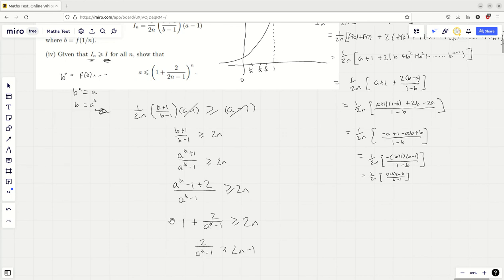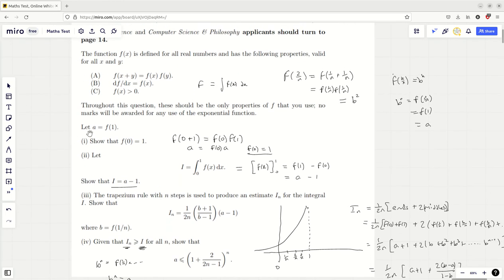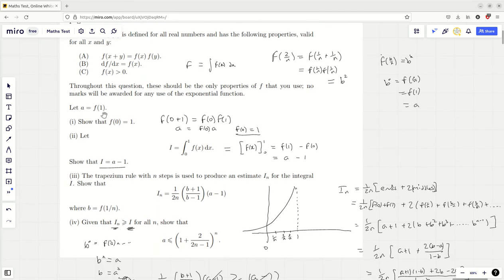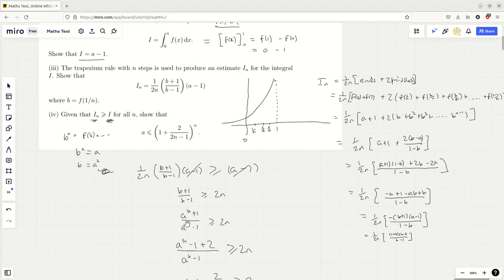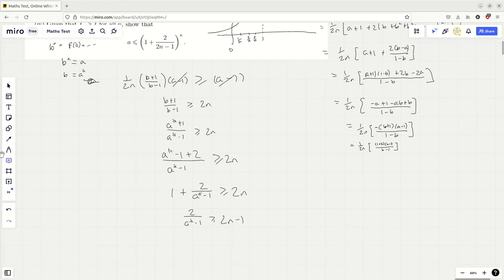Oh, I suppose it could be -1. Well, is it greater than 1 as well? Oh, A is f of 1. So I actually know that, once again, A is e here, because we're talking about the function e to the x. So it's kind of amusing, really. But the fact is, you can multiply it across, and you get 2 over 2m minus 1 is greater than or equal to a to the 1 over m minus 1. Raise both sides to the power of m, and you've got their answer, that a is less than or equal to 1 plus 2 over 2m minus 1 to the power of m.